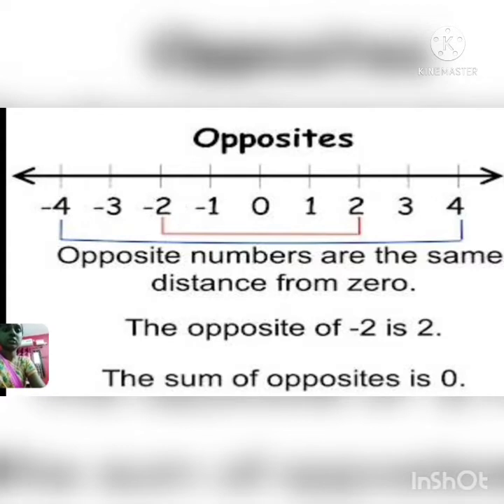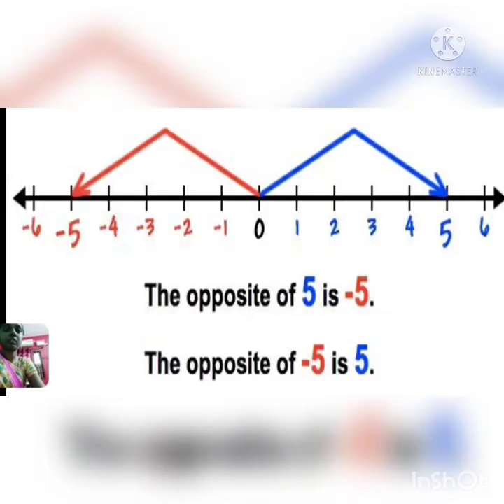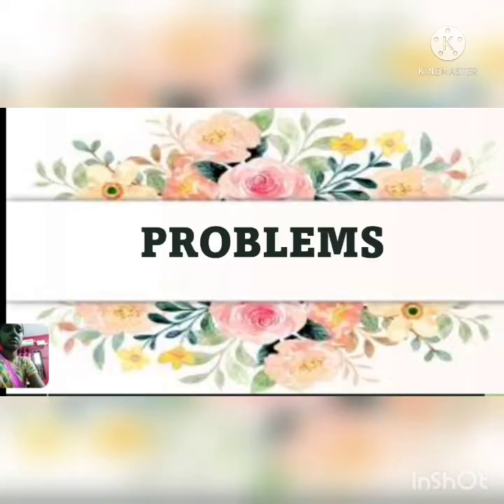These are what are called the opposite numbers. That is, opposite numbers are the same distance from 0. The opposite of minus 2 is 2, minus 3 is 3, etc. One important property of these opposite numbers is that the sum of opposites is always 0. And also, the opposite of 5 is minus 5, and vice versa is also applicable. That is, the opposite of minus 5 is 5.